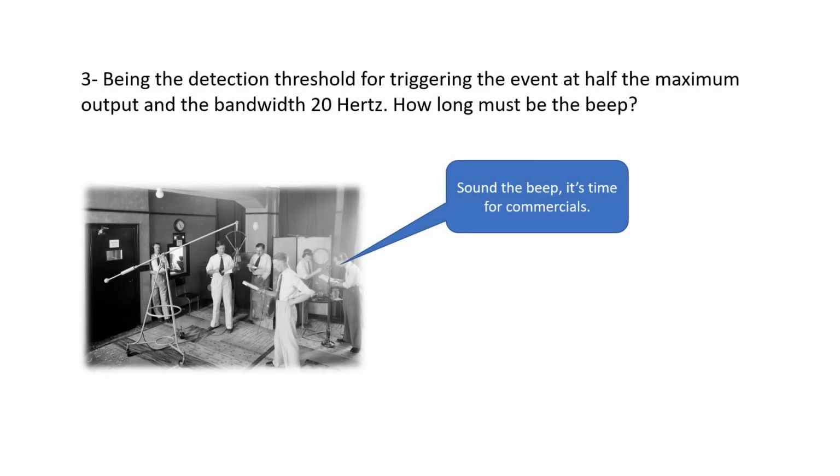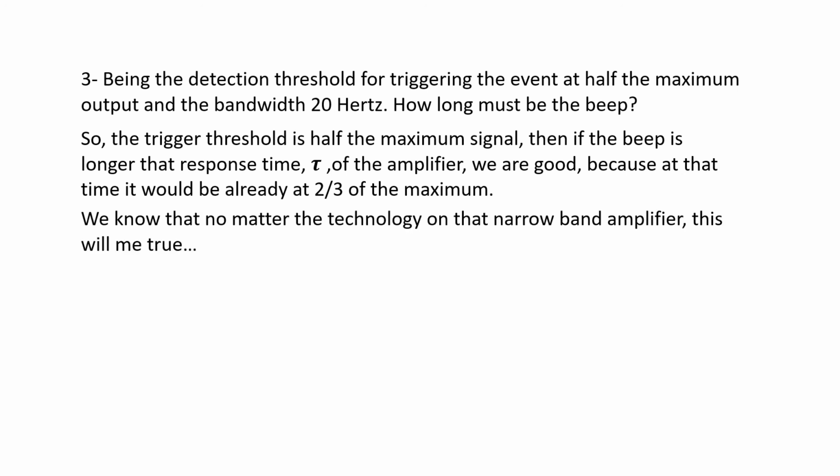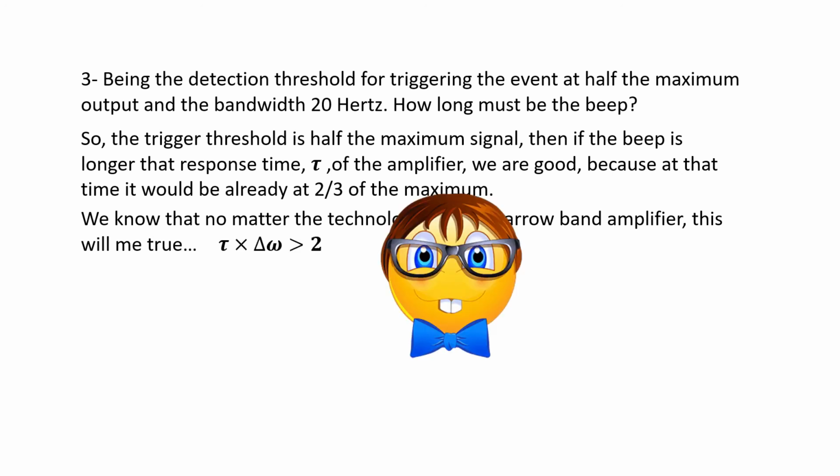Problem number 3. Being the detection threshold for triggering the event at half the maximum output and the bandwidth 20 Hertz, how long must be the beep? So the trigger threshold is half the maximum signal. Then, if the beep is longer than the response time tau of the amplifier, we're good, because at that time it will already be 2/3 of the maximum. We know that no matter the technology on that narrowband amplifier, this will be true. That's the Heisenberg Uncertainty principle.